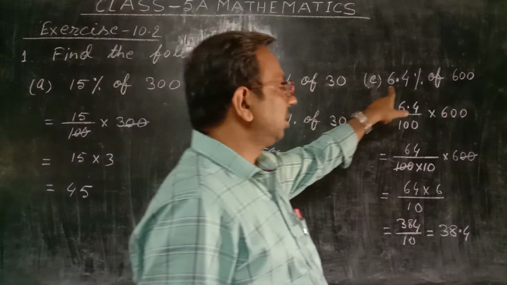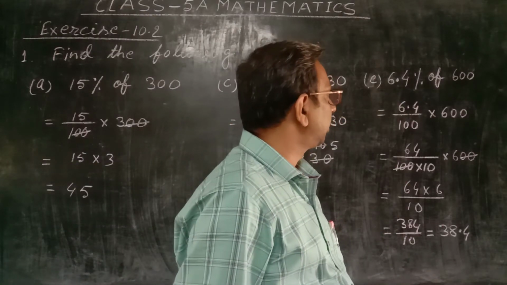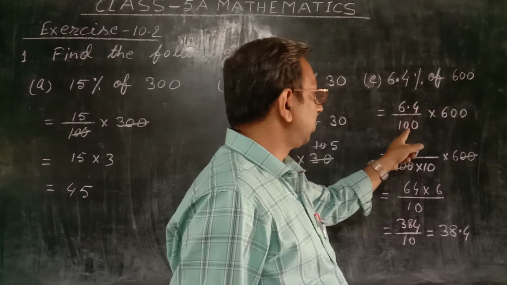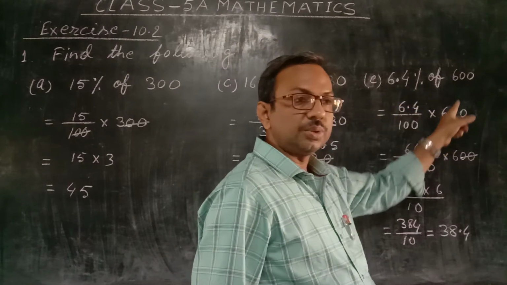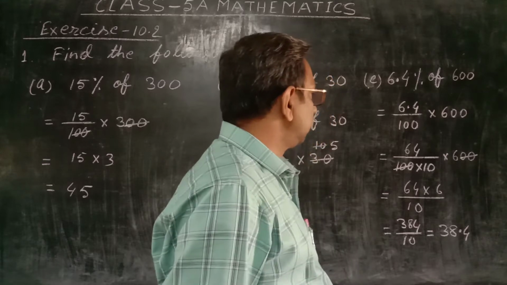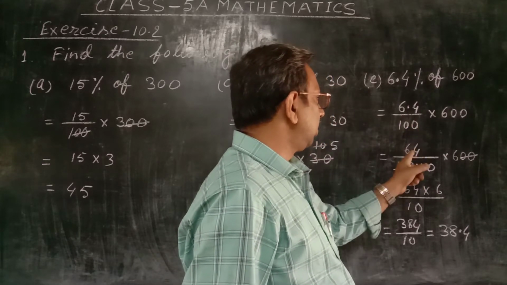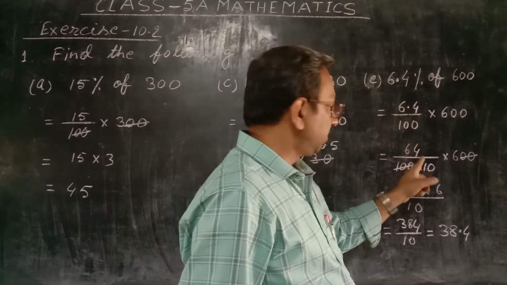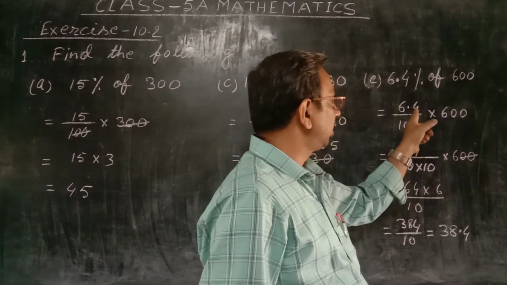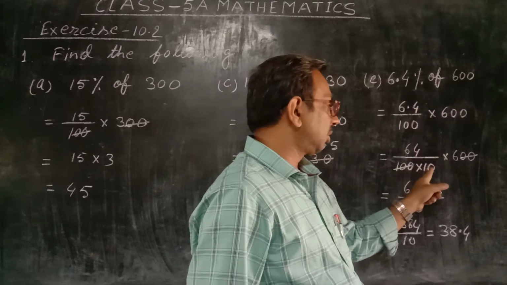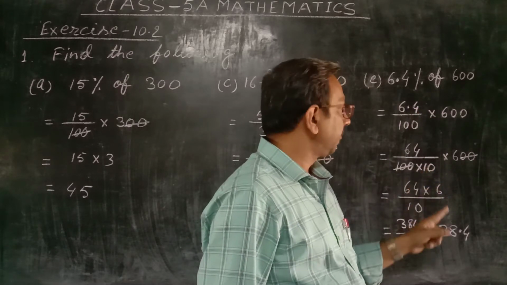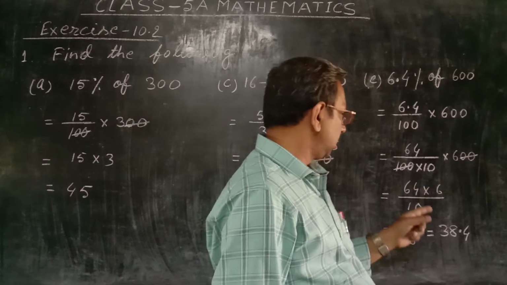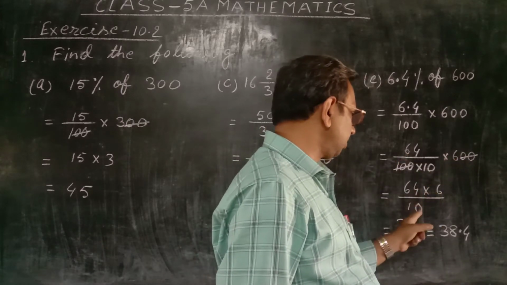Now question number E, 6.4% of 600. For the omission of percent, I wrote 6.4 by 100, of means into 600. Now for the omission of this decimal, I wrote 64 by 100. It is followed the same, but for the omission of decimal, I wrote here 10 because one digit is after the decimal, so for that 10 will come with 1 into 600. Now this double zero and this double zero cancelled. We have 64 into 6 by 10.